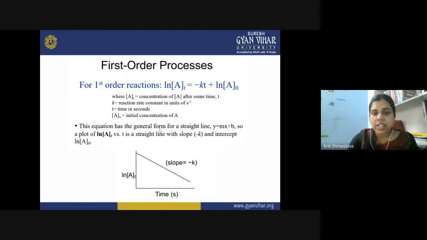This equation has the general form for a straight line, that is y is equal to mx plus b. Therefore a plot of ln A_t versus t is a straight line with slope minus k and intercept ln A naught. This is a natural logarithm, and when you plot a graph between ln A_t and time, again you get a straight line with slope minus k. This will be equal to the rate constant, right? And the intercept is equal to the natural logarithm of the initial concentration.